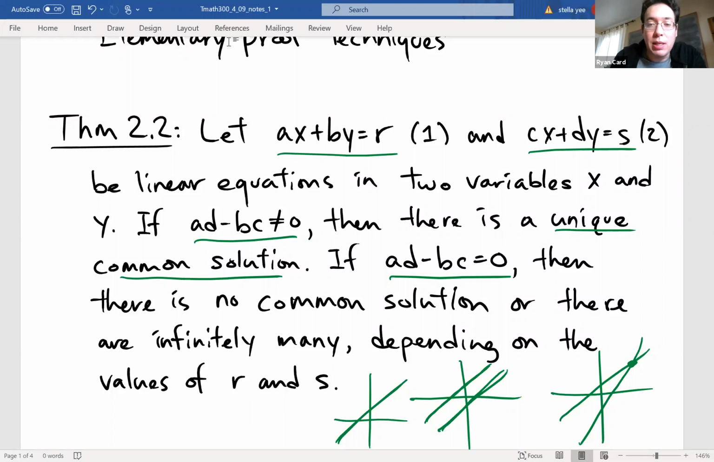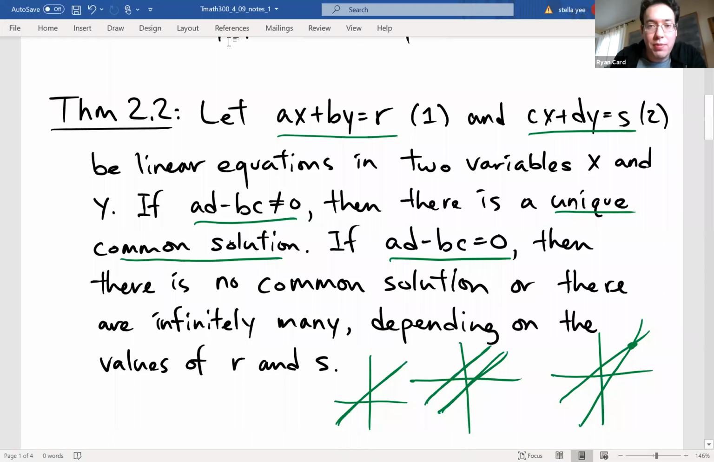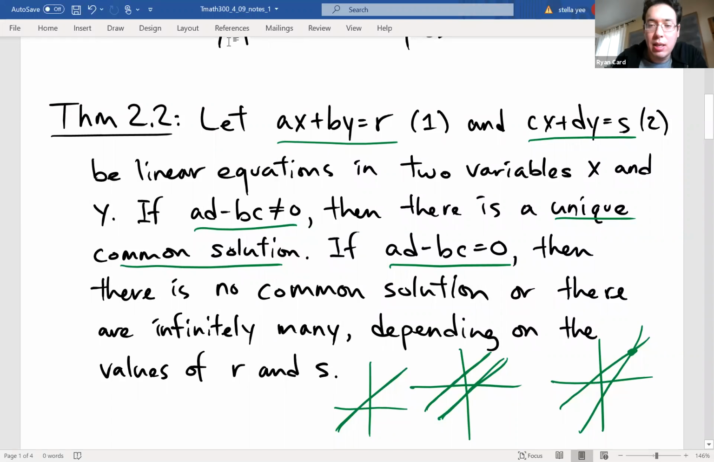This might be something that you're very familiar with if you've taken a matrix algebra class, and maybe you have some intuition about ad minus bc being equal to 0 or not equal to 0. But let's jump into the proof and see how this is proved here.